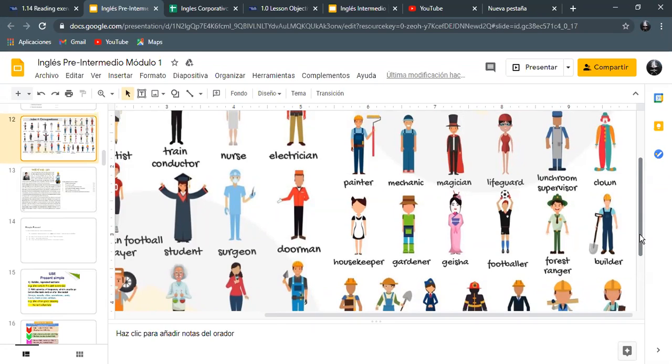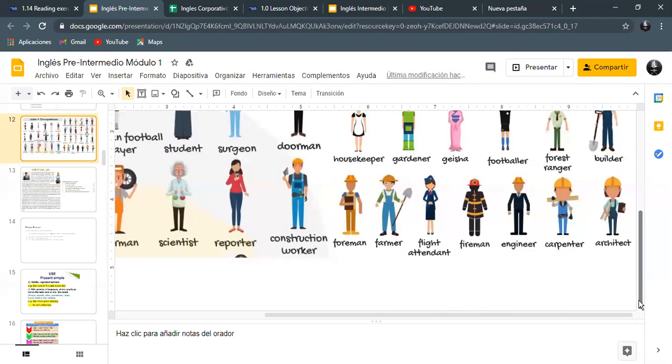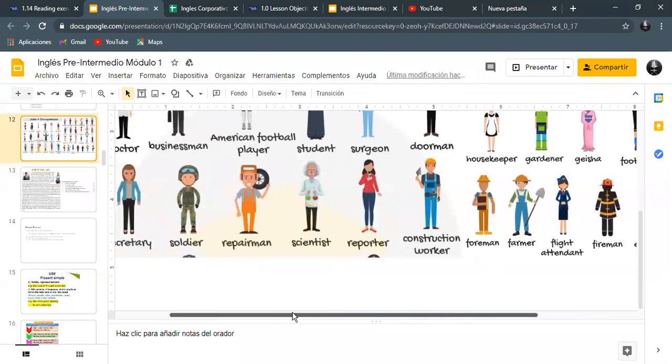Clown. Housekeeper. Gardener. Geisha. Footballer. Forest Ranger. Builder. Foreman. Farmer. Flight attendant. Fireman. Engineer. Carpenter. Architect. Very good. So now we're going to check the meaning.